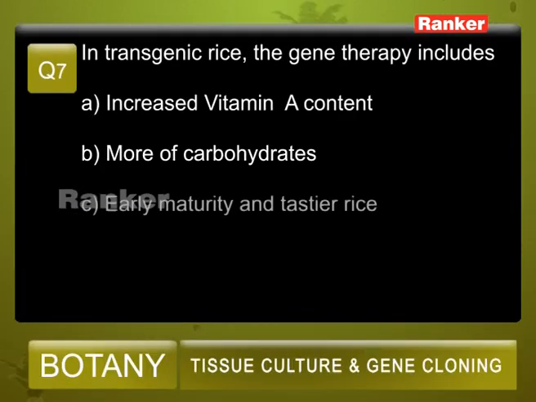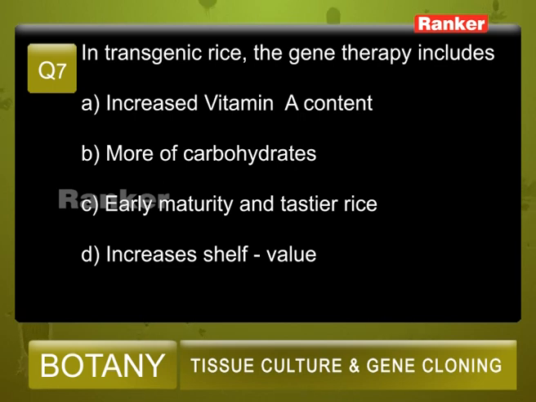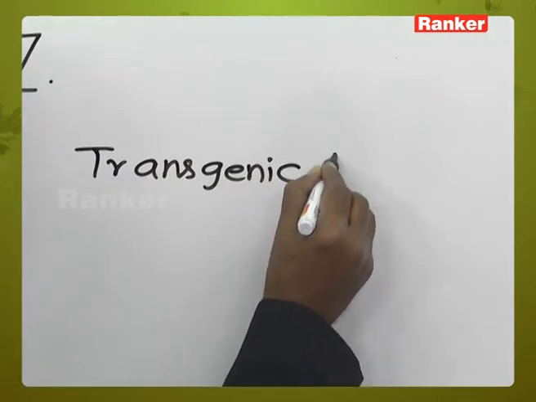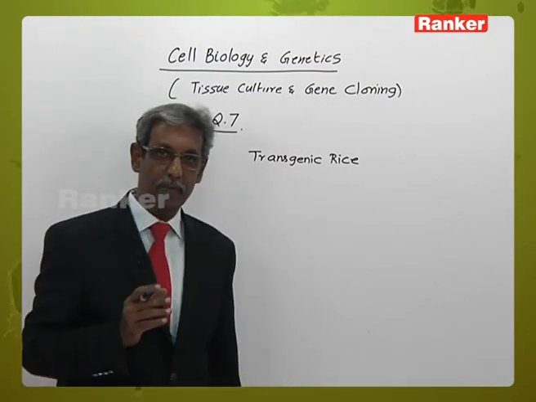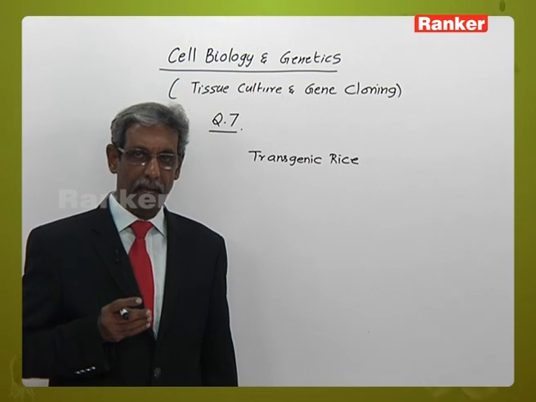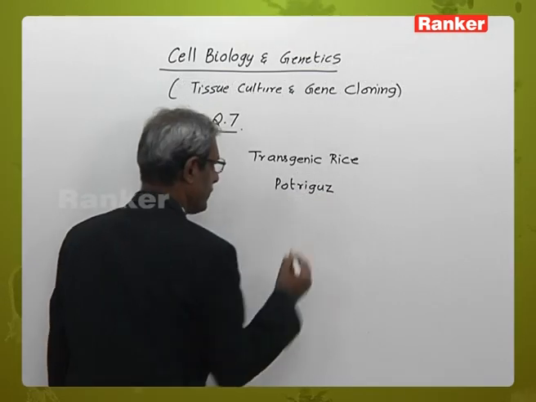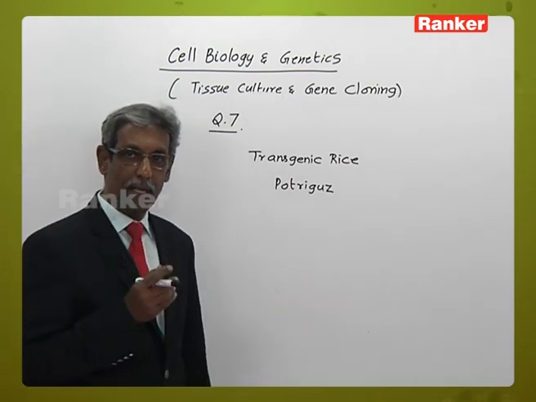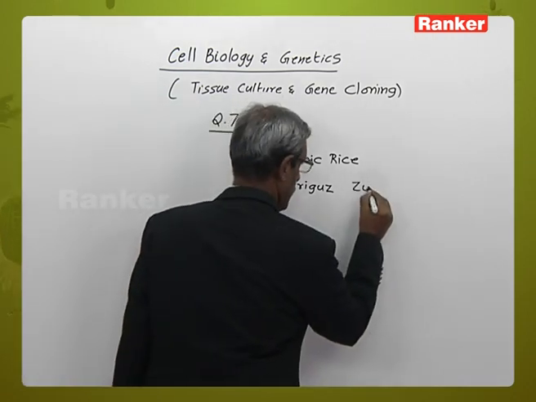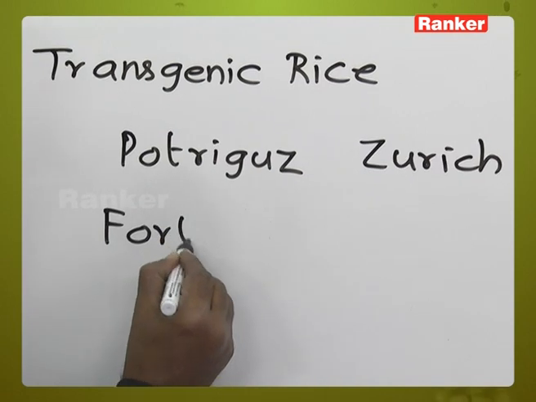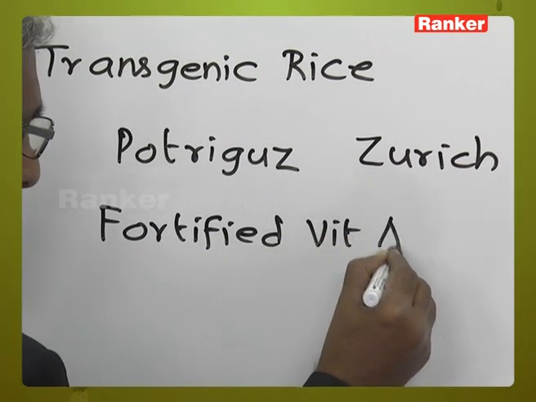Question number 7. In transgenic rice, the gene therapy includes A. increased vitamin A content, B. more of carbohydrates, C. early maturity and tastier rice, D. increased shelf value. When you take transgenic rice, it is the rice which has been developed by transgenic technology or genetic engineering. It has been primarily studied by Potrykus. Now, Potrykus primarily was a scientist from Switzerland, from Zurich, who was interested in fortifying rice. That is, he was the first person to develop fortified vitamin A rice.